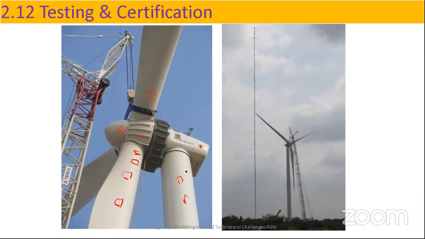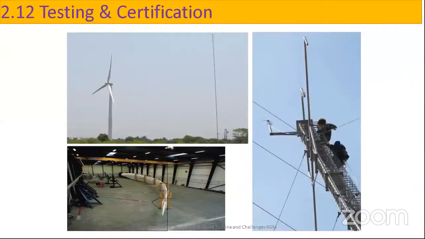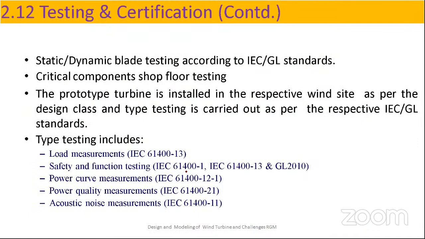Not only the testing, we also check the power quality. Now just look here: the load measurements as per the IEC 61400-13, and the safety and function test, whether the safety is properly there in this turbine, and the function, all the functionals. Then it will be checked during the testing. So it will be done for all the wind conditions. Testing will be carried out for all the wind conditions.